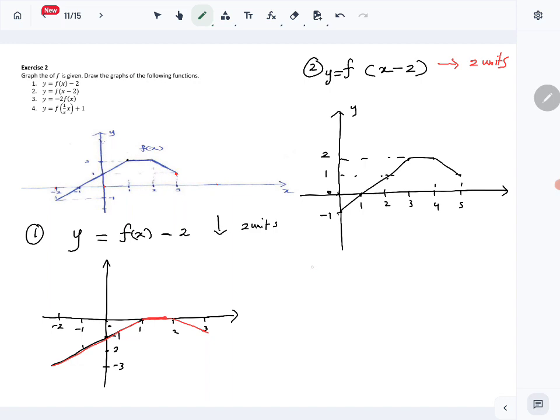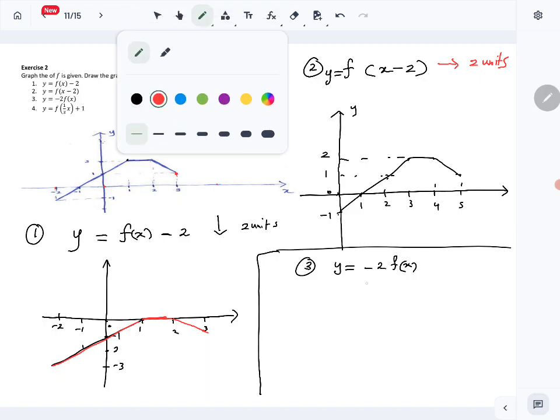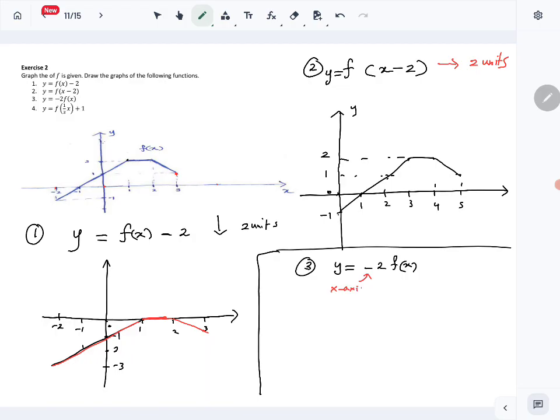So then let's look at the third one. Third one, how many transformations? 2 transformations, right? Minus sign outside means what? X-axis reflection. Plus this 2 outside means what? Stretch by 2 units. Sorry, factor of 2. So every y value has to be stretched by a factor of 2, right?